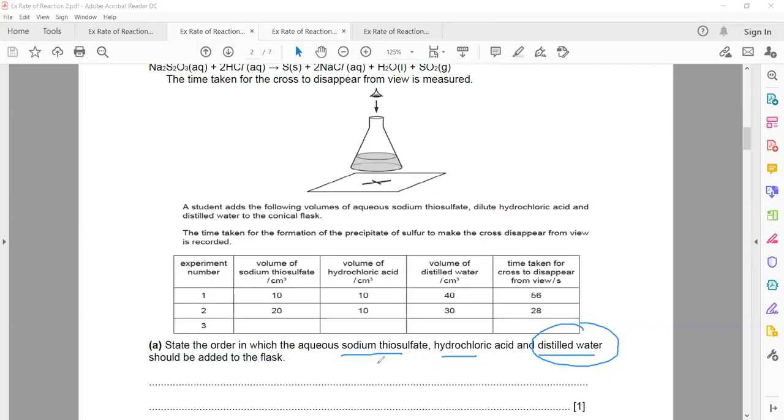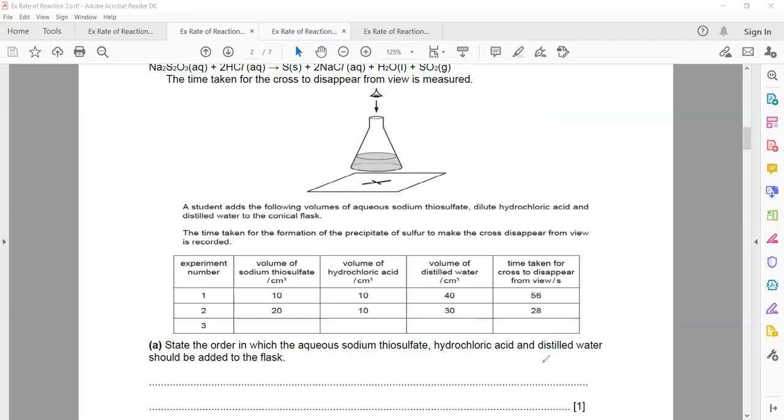Because the water is not a reactant, water is just making the final volume the same. So which order should we add? For example, if you add thiosulfate first in a conical flask, then you will not add hydrochloric acid directly. What is the reason? Because if you add sodium thiosulfate with hydrochloric acid, the reaction will start. So addition of the water will not make much difference to the rate. That is why we should not add both reactants together. It can be any order, but not together.